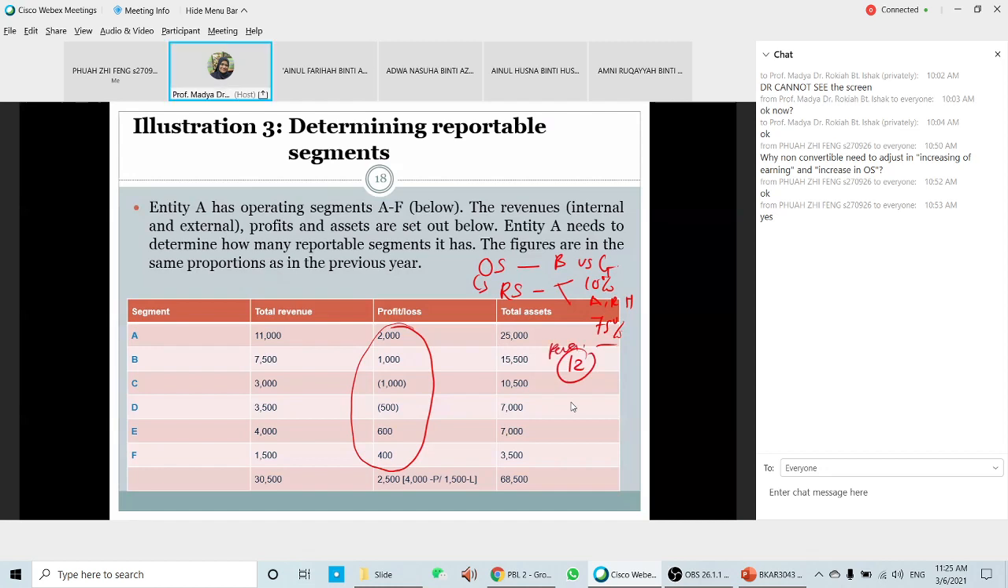Okay, so that is what we have for this class, up to this point. In the next class we're going to continue with illustration 3, when you get the case where you have the profit or loss of each segment. Hopefully in the next class we're able to finish this and then continue with related party disclosure.